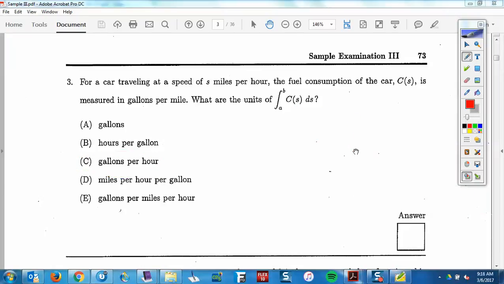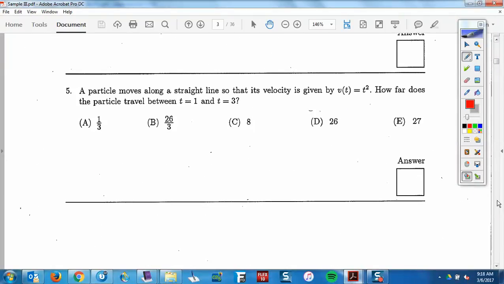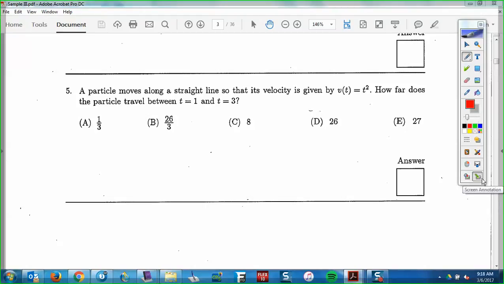Okay. I was also going to look at number 5 here, because this is very similar to what we were just talking about. A particle moves along a straight line so that its velocity is given by this. How far does the particle travel between T1 and T3? Well, that is a total distance traveled kind of thing, right? Total distance traveled, we said we want to do the absolute value of velocity, but here's the thing. What do you notice about T squared when T is 1 to 3? So it's positive, right? So we don't have to worry about the absolute value part of that if the velocity is positive anyway. Only if the velocity is going to go negative at all do you have to worry about the absolute value. Since it's going to be positive, it doesn't matter.